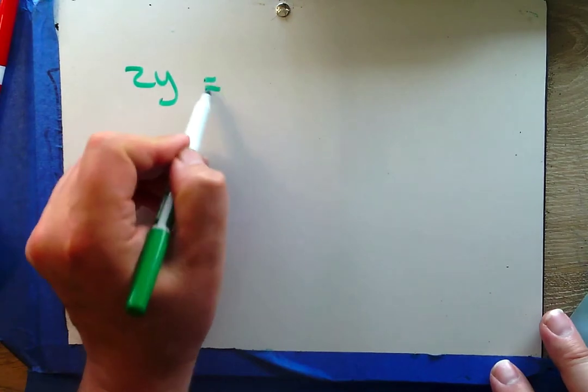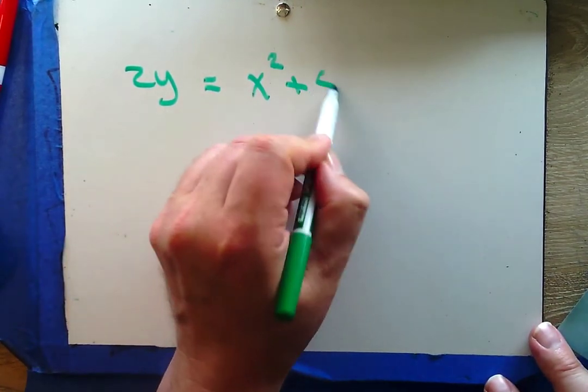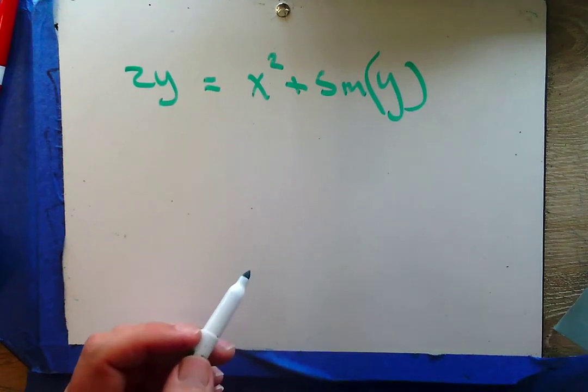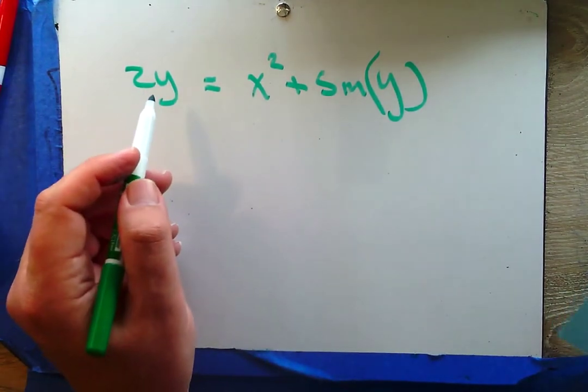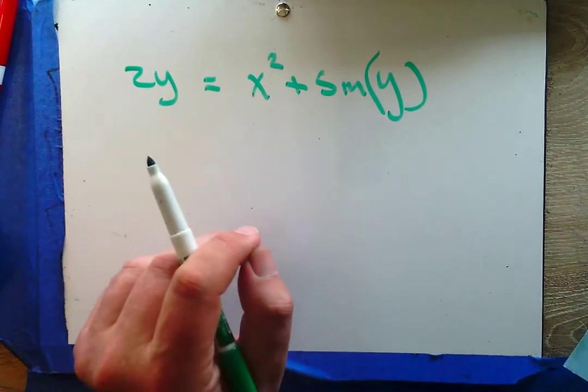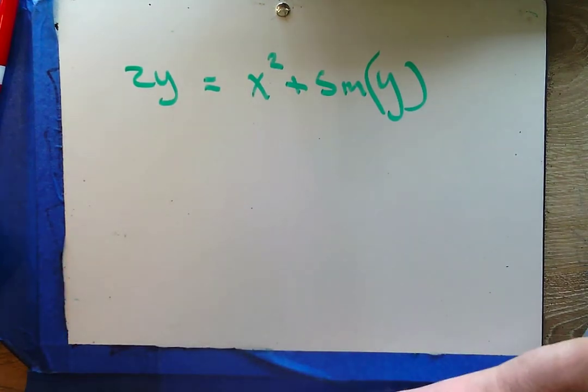How about this one? 2y equals x squared plus sine of y. Get this one. Second derivative. Let's see what you get from the second derivative.